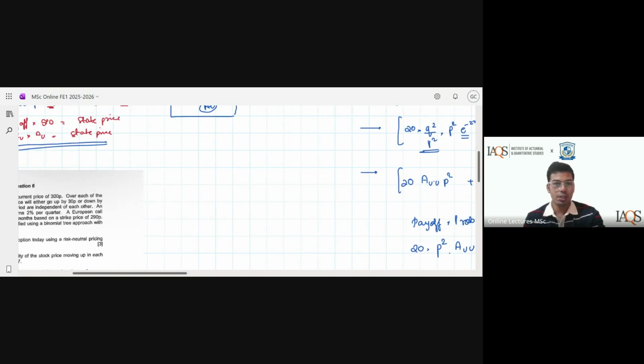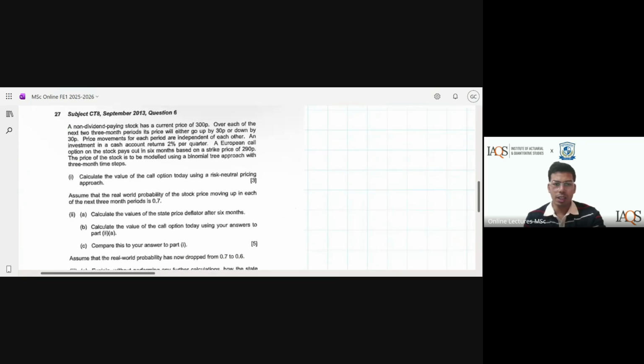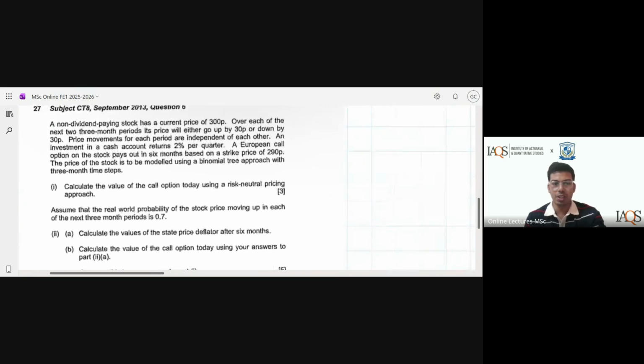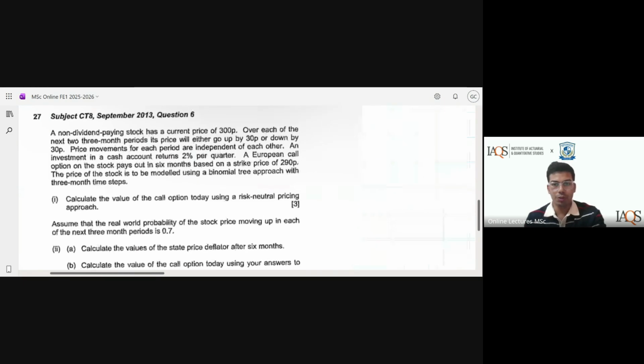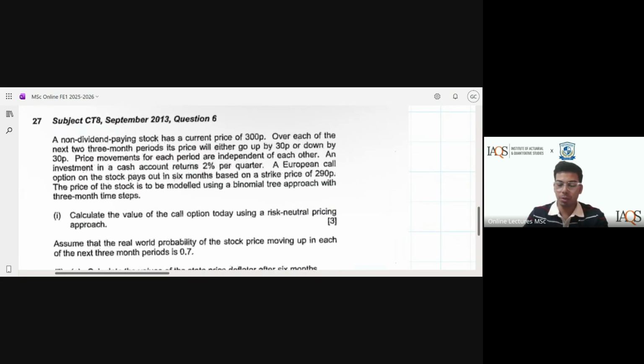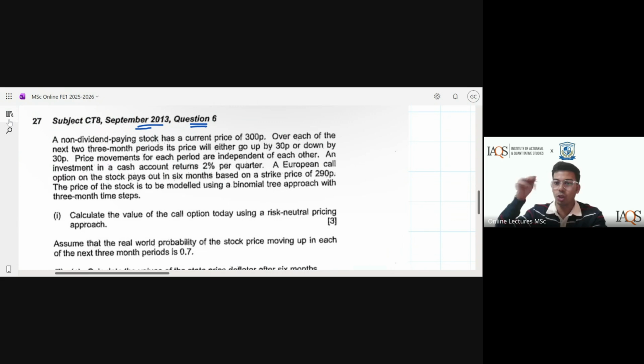Now let's give this question a try. Try the first question. That's a normal approach. State price deflator is from the second subpart, so try giving a shot to the first subpart first. This is September 2013, question 6. As and when we go on solving sums, in case you have noted down the list that I gave last lecture, you can go on striking off the questions we have solved already. Try solving the first sub question.